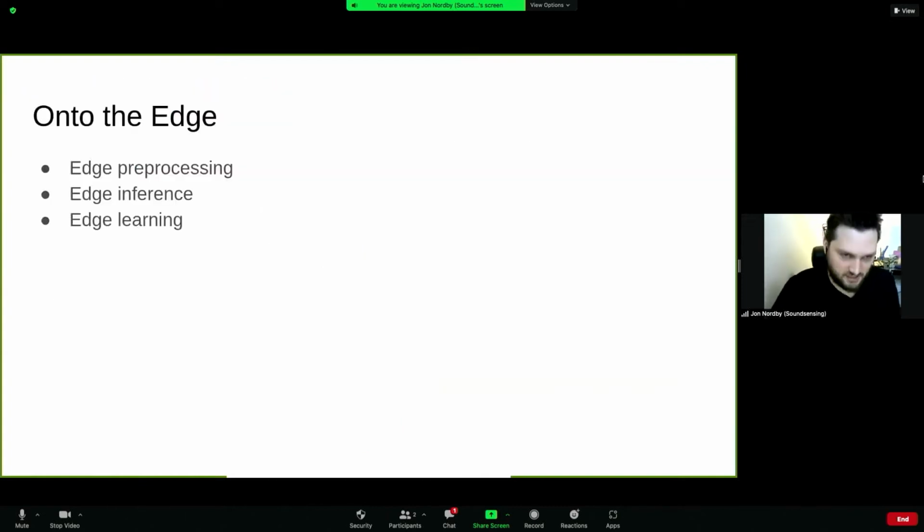So how does the edge fit into this? Edge AI is a big topic in many ways, so I'll talk about three aspects of it. Edge pre-processing, doing processing on the edge. Edge inference, where we run some trained model, typically trained in the cloud, and then run inference on the edge. And then edge learning. This is very different. It's important to be specific when we're talking about edge AI: what pieces of AI do we use, which are on the edge and which are in the cloud, and how do they interact.